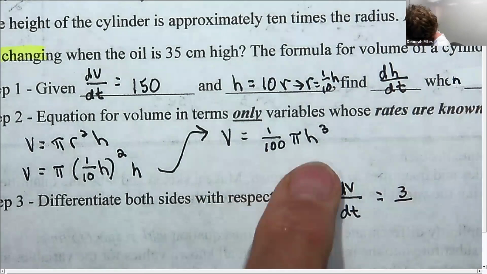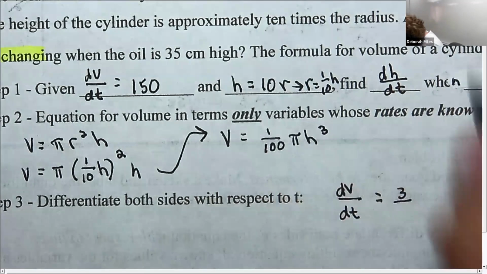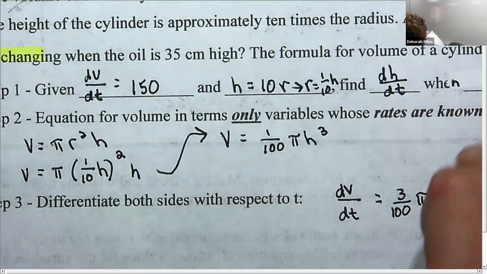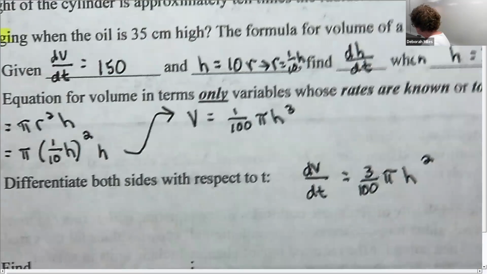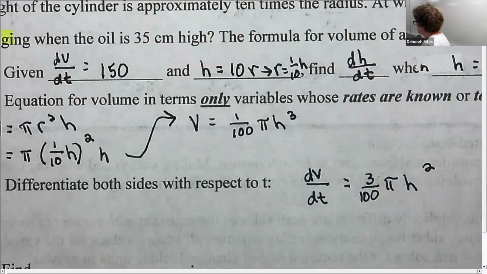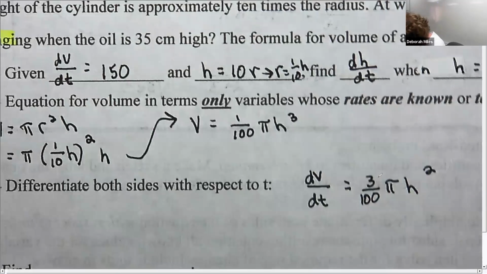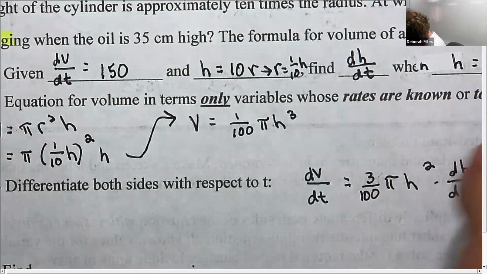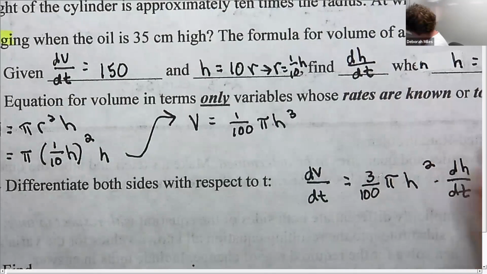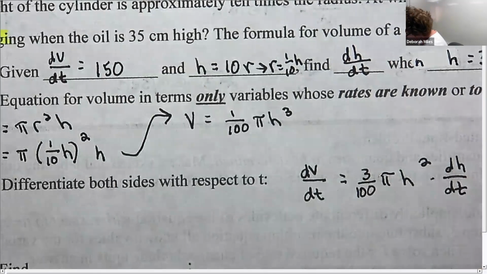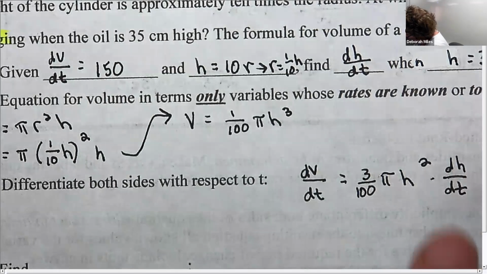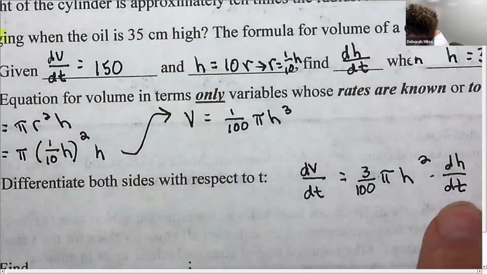I don't have R's, I have H's. So 3/100ths pi, and then subtract 1 from the exponent. Anything else? Anytime I take the derivative of a variable with respect to time, I'm going to have that symbol dH over dt as part of the derivative. Now, we're solving for dH over dt.